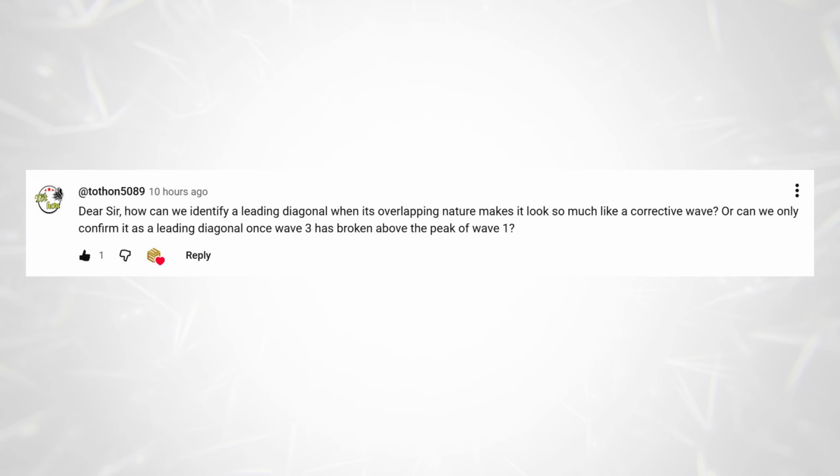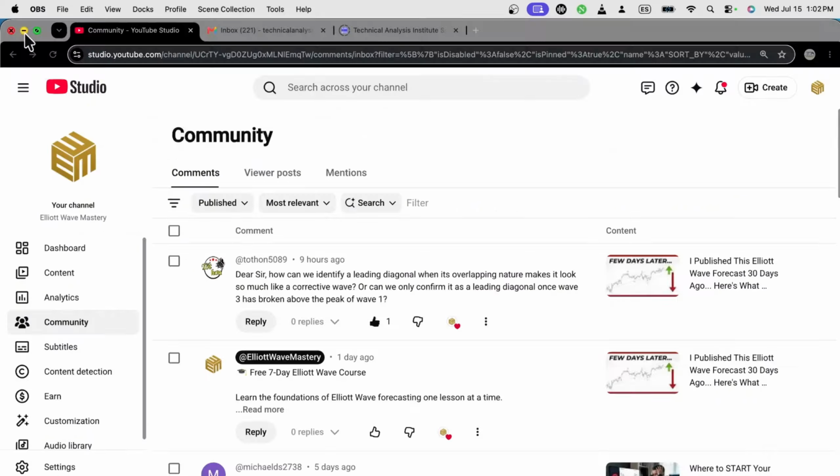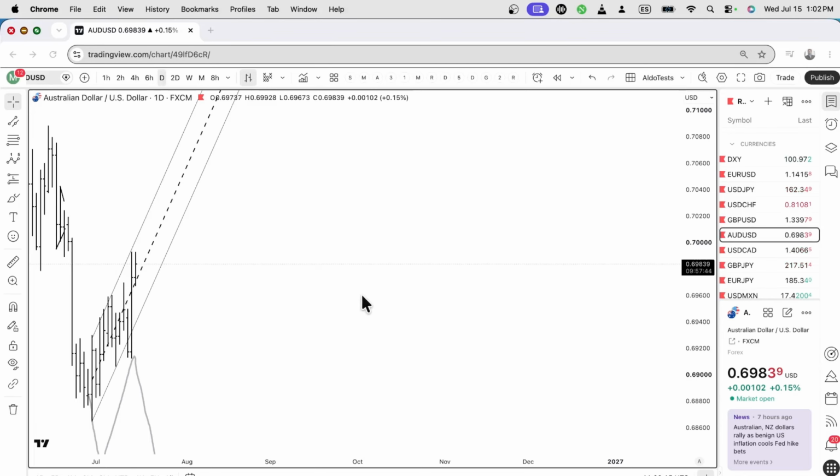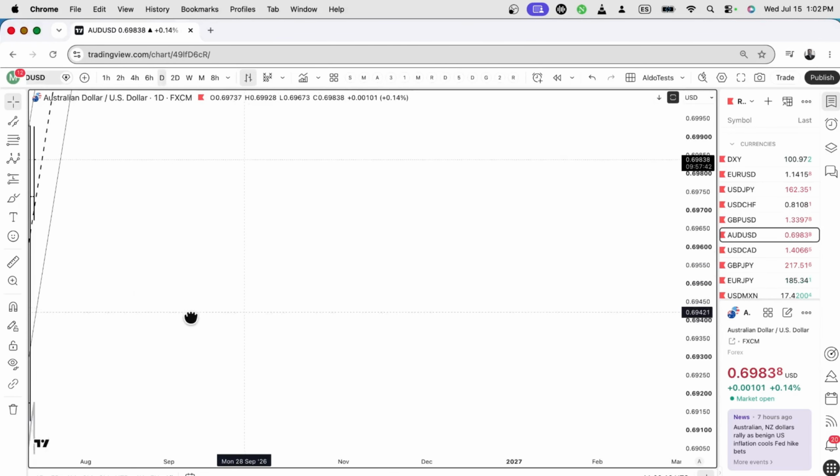Here's the question. It says, how can we identify a leading diagonal when its overlapping nature makes it look so much like a correction wave? Or can we only confirm it as a leading diagonal once wave 3 has broken above the peak of wave 1? And for those of you not very familiar with the leading diagonal, let me explain the structure very quickly.